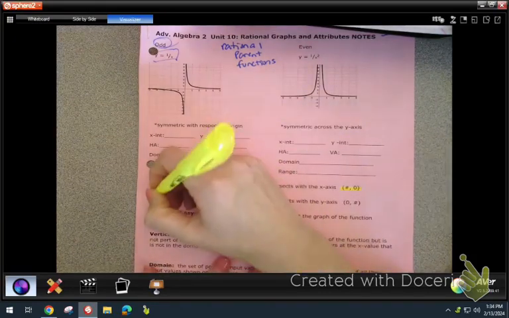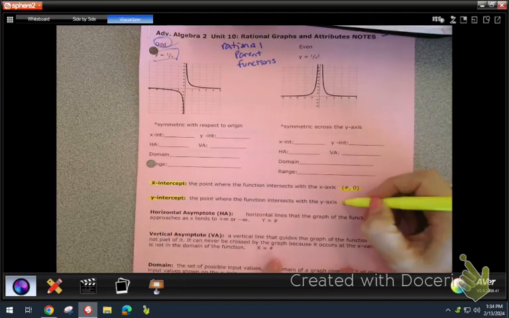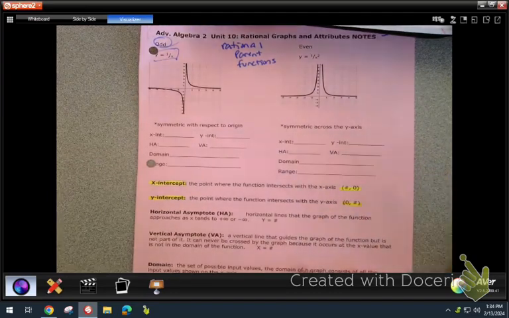The y-intercept, there can only be one, if there is one. Again, you may not have one, depending on what's going on with the graph. It is an ordered pair as well, and it will be written 0 and then whatever your y value is.